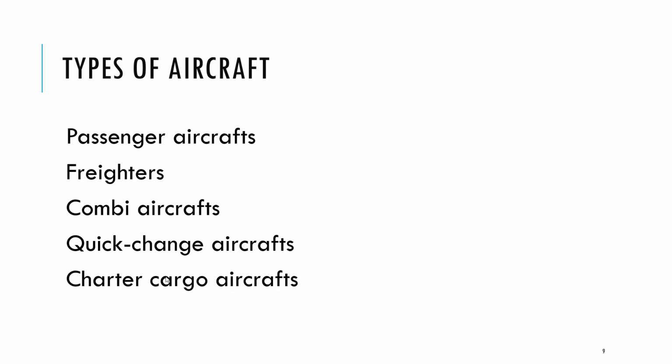Types of aircraft. We've got passenger aircraft. That's the things that you get on all the time or whenever you decide to fly somewhere. Freighters. That's what we're primarily concerned with here. Combi or combination aircraft, quick change aircraft, and charter cargo aircraft. So I think I got a picture of a bunch of these.